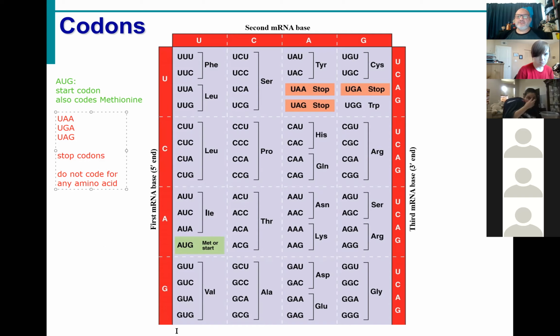But all the rest, you just need to be able to read a chart like this, be able to use a chart like this or one similar to it, to determine which particular amino acid we would need. All right? Questions on that?